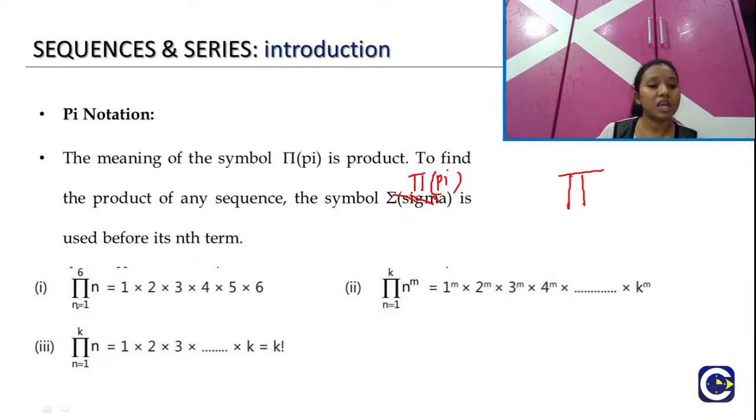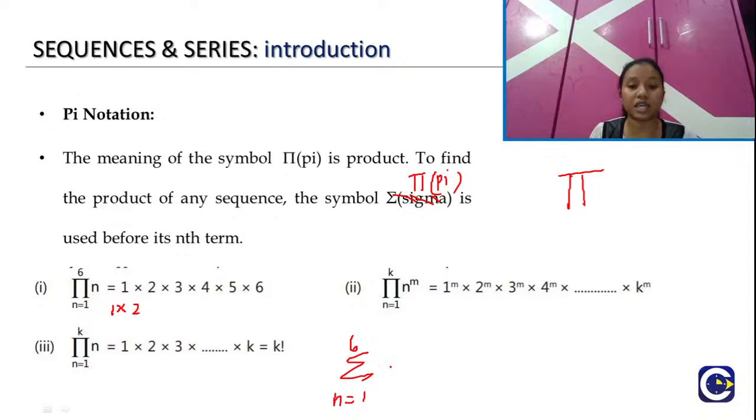So here, pi n equal to 1 to 6. That means n will be starting from 1. As it's a pi, it will be 1 into 2 into 3 into 4 into 5 into 6. In case we are having sigma n equal to 1 to 6 of n, then it will be 1 plus 2 plus 3 plus 4 plus 5 plus 6. So that is the basic difference between the pi notation and the sigma notation.